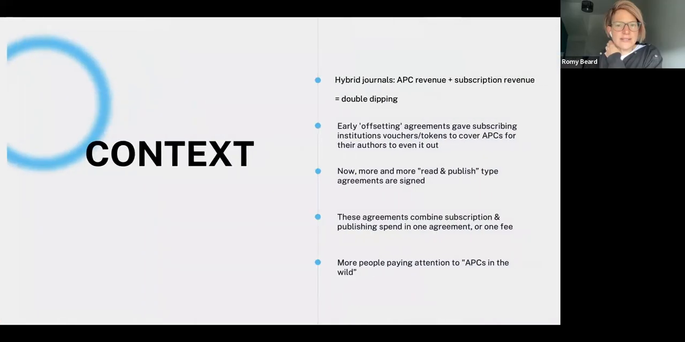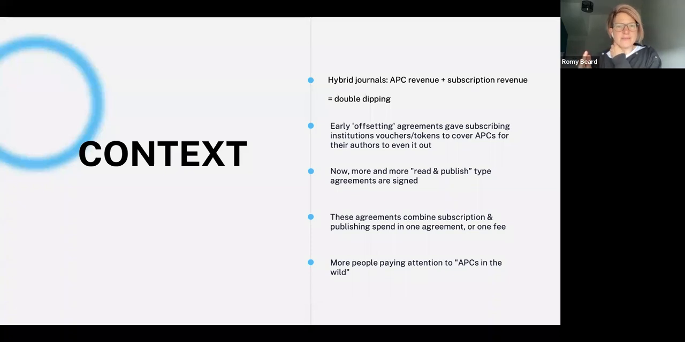Great. So let's get started then with the next part of the webinar, where we want to talk a little bit about the context of why these agreements are in place and why they're important before we dive into the examples and how to deal with them and what they mean for you as a researcher. Most of these agreements tend to focus on hybrid journals, where publishers would get revenue from articles being published open access. So they have APC revenue from publishing authors, but they also have subscription revenue from institutions paying to access the paywalled articles.